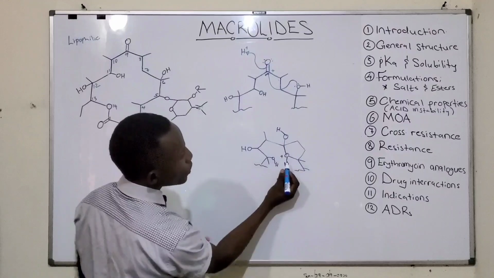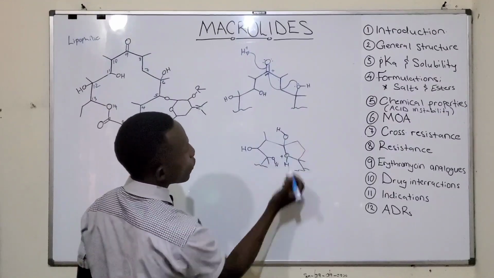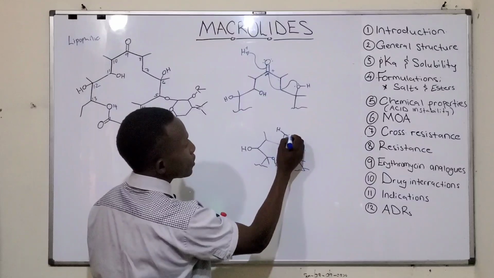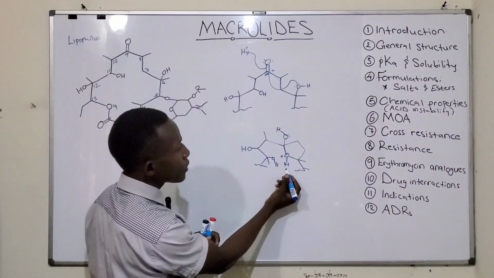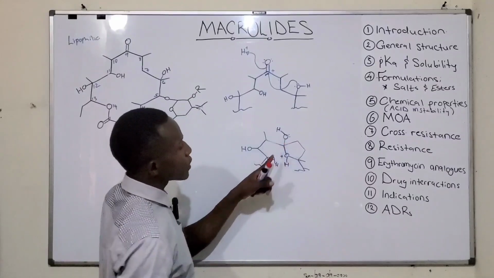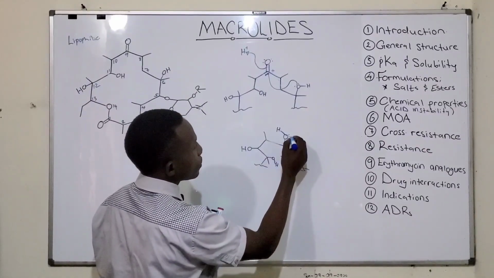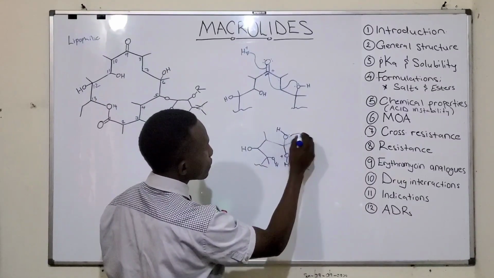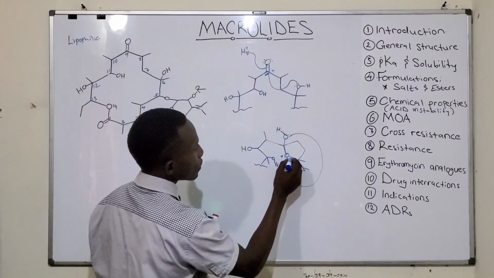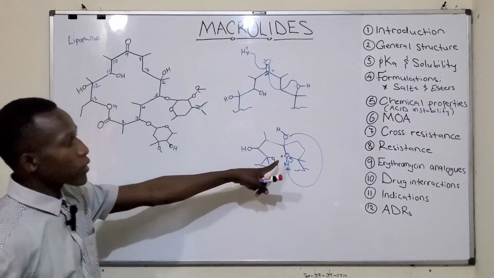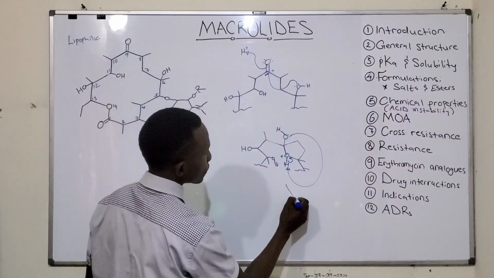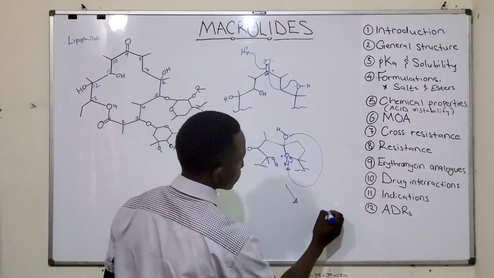Then this oxygen is unstable. Now we shall have a proton shift. This oxygen will take this hydrogen. When it takes the hydrogen, this one will be stabilized, but this one will be unstable. So you can just show it like this. This one, when it takes this bond, this one gives the electrons to the oxygen to stabilize it. So we shall have this.